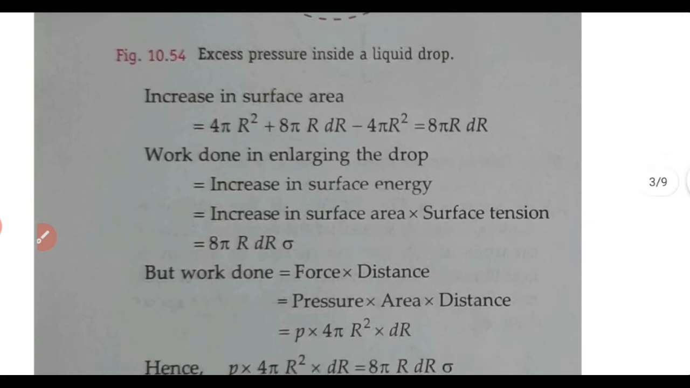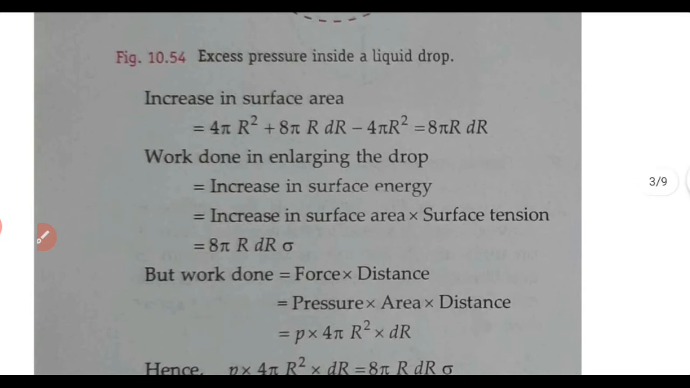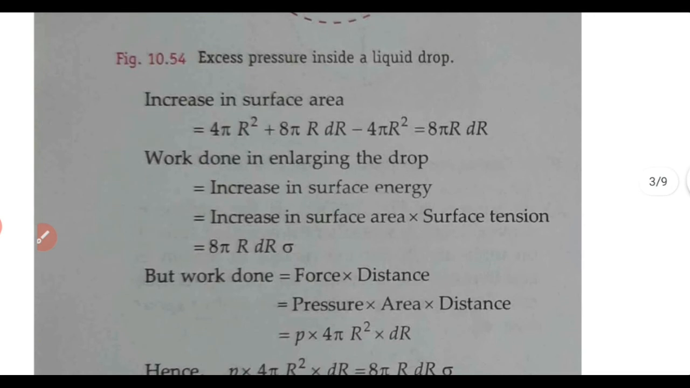And we already know by definition, work done is force into displacement. Here, which force is doing this work? Force due to excess pressure. We assume that inside the liquid drop the pressure is Pi and outside it is Po. So Pi minus Po, we denote that excess pressure as small letter P. So here small letter P stands for excess pressure, which is Pi minus Po. And area we take as A, that is the area of the liquid surface.